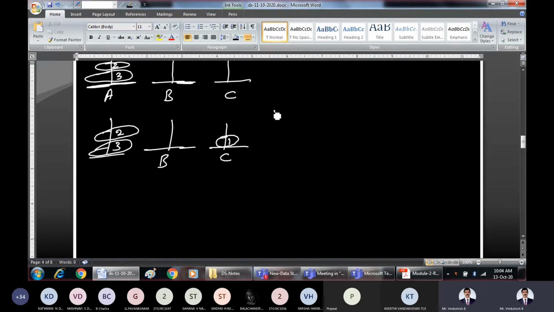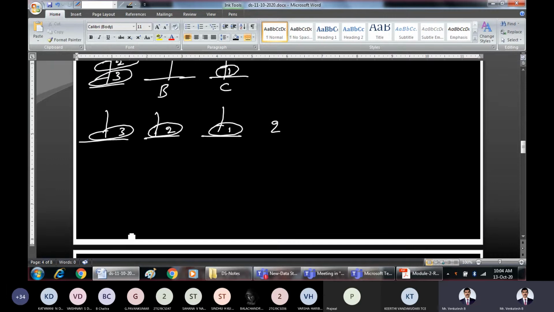How many moves are over? 1 move is over. Right? Then I'll keep 3 as it is. Then I'll take disk number 2 and move it here. How many moves are over? 2. Then I keep this 3 as it is here, and in this scenario I move 1 from here to here, on top of 2. How many moves are over? 3. I hope you are following.